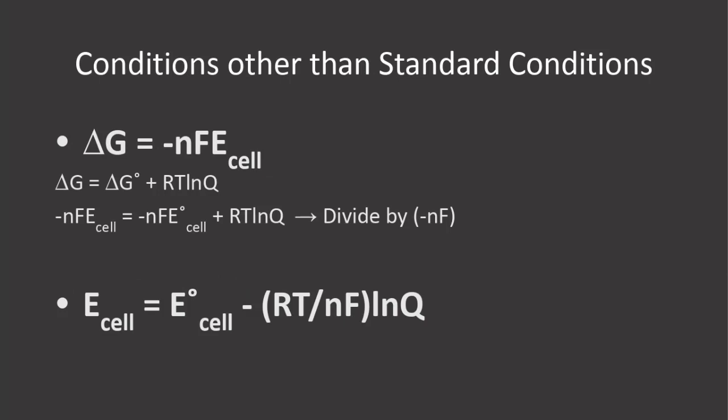And now what happens if we're not in standard conditions? Our delta G under non-standard conditions is equal to negative nFE still, but our E cell is not under standard conditions. So using some knowledge from our last units, we know that delta G is equal to delta G0 plus RT ln of Q. Now we can substitute our delta G for negative nF E cell, and we can substitute our delta G under standard conditions using negative nF E cell under standard conditions. And now if we divide by negative nF, we finally get to our other equation, which is that the E of our cell is equal to the E of our cell under standard conditions minus RT divided by nF ln of Q.